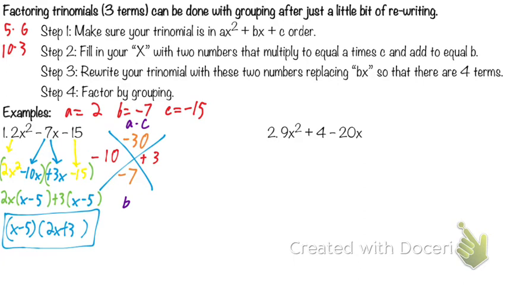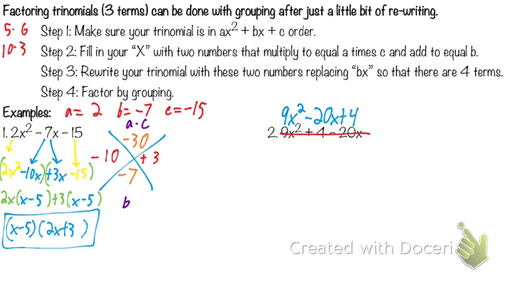We're going to walk through number 2 together, okay? So number 2, is this in order? No. So what's our first step? Put it in order, okay? So let's put this in order. 9x squared minus 20x plus 4.